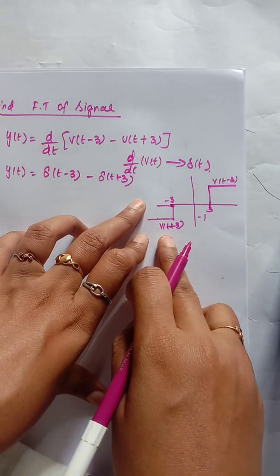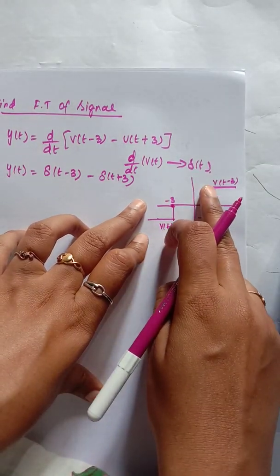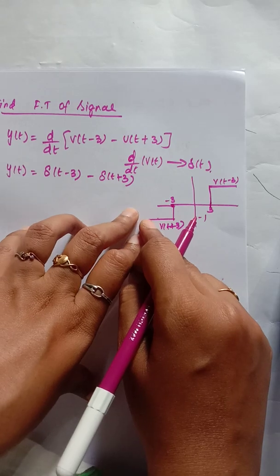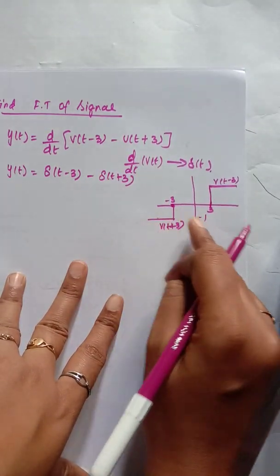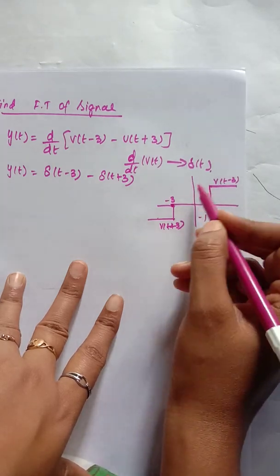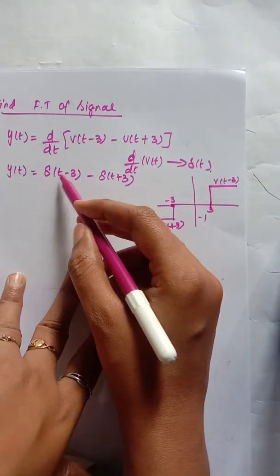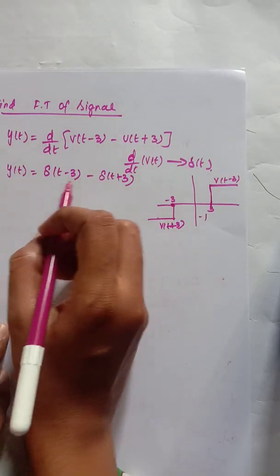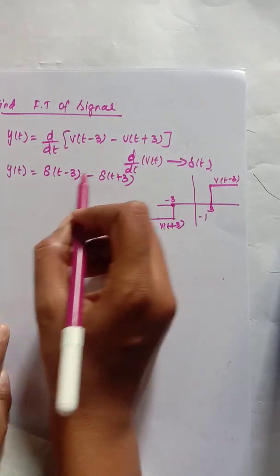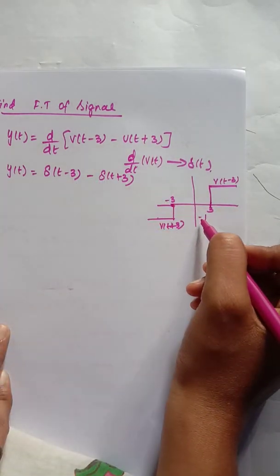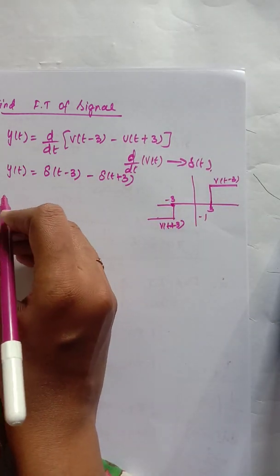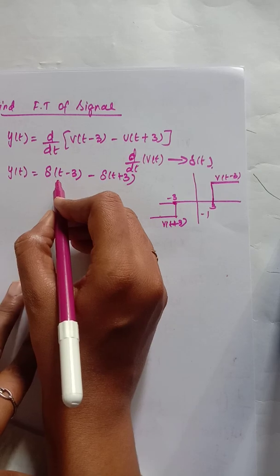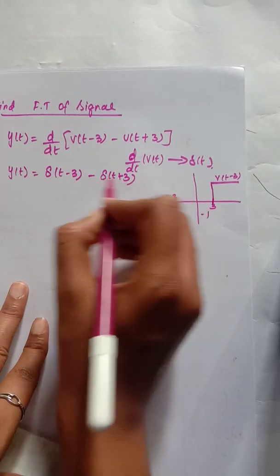Now for better understanding, draw this diagram. This is u of t minus 3, and this is u of t plus 3. Since it is minus, I have put a minus sign here. Now when you differentiate this, you will get an impulse. Here I have chosen minus, so it is minus. So y of t is now delta of t minus 3 minus delta of t plus 3.